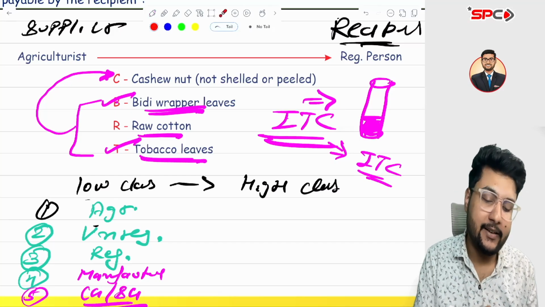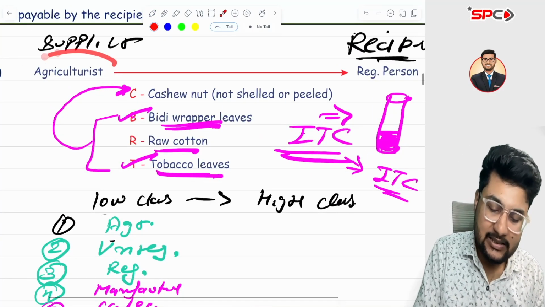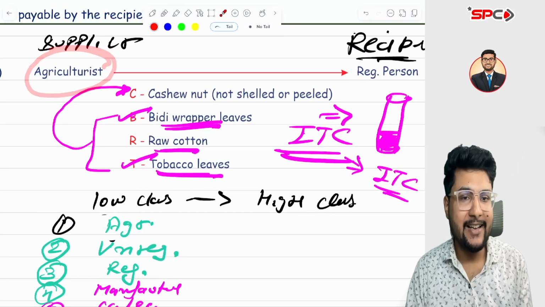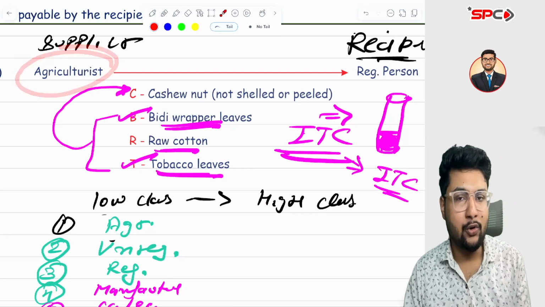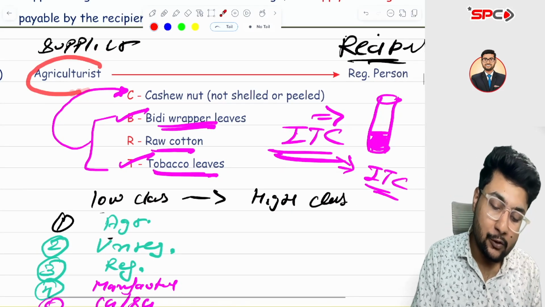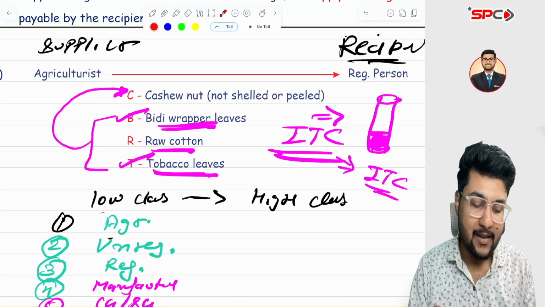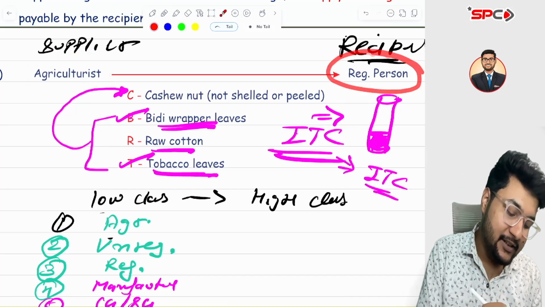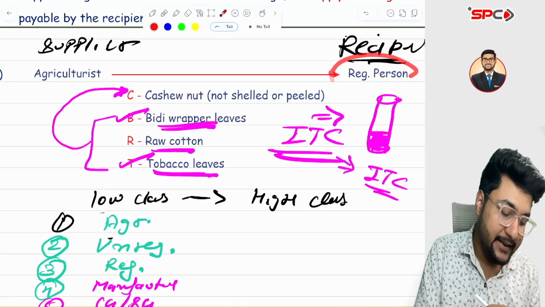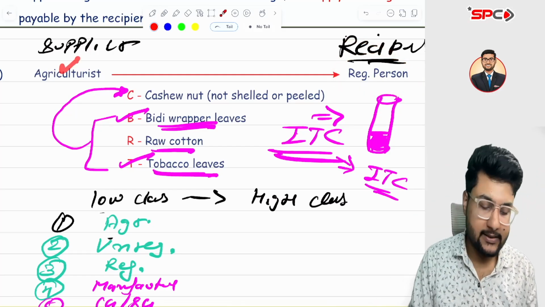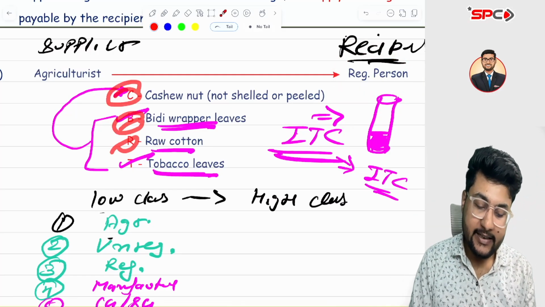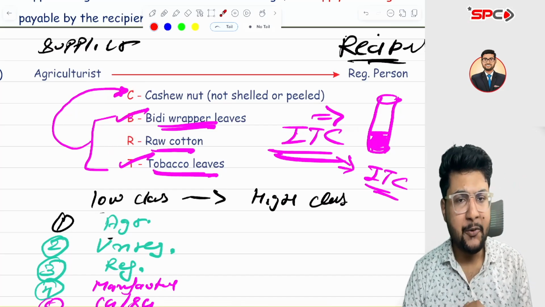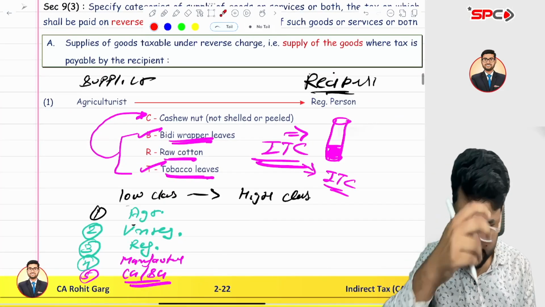Sir, why this entry? Since an agriculturist is a very small person, the government doesn't want the agriculturist to deal with tax, and they are not that literate either. So the government doesn't want admin pressure on agriculturists. Instead, they shift it to the recipient, because the recipient is much bigger than an agriculturist. Was it clear? CBRT. C means cashew nut, B means BD wrapper, R means raw cotton, T means tobacco leaves. I hope it is clear.